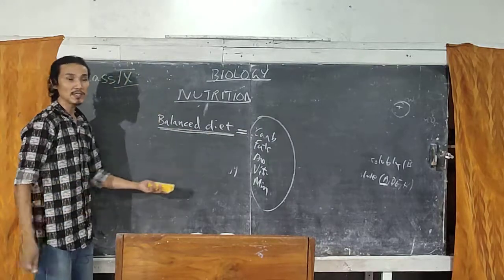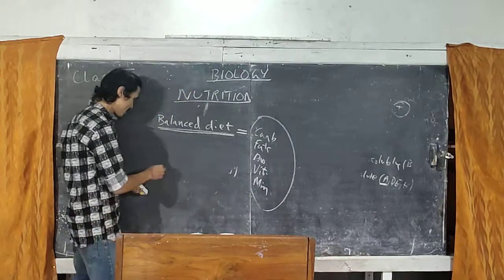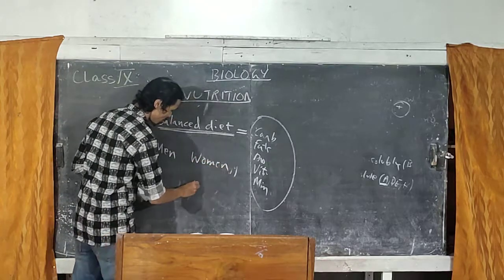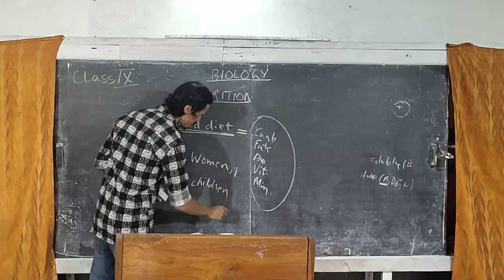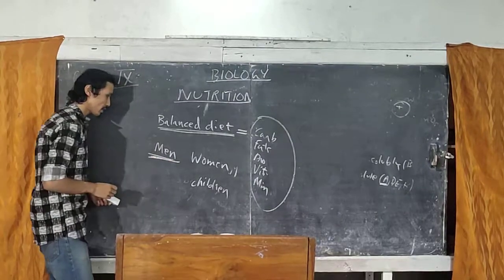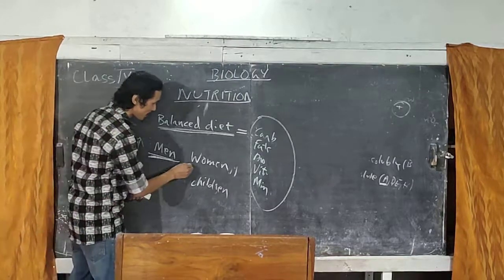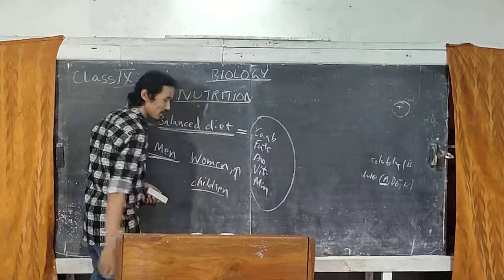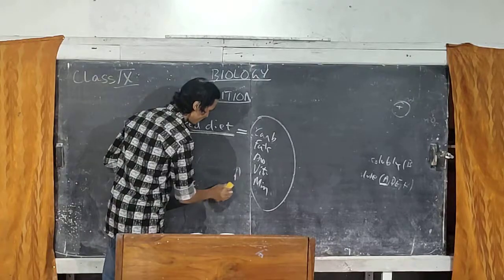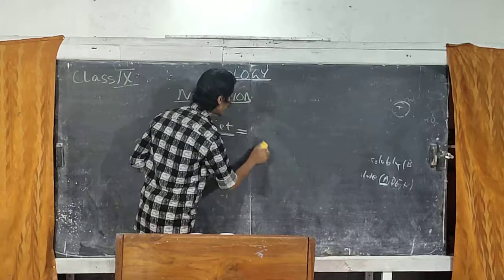Now, depending on the age and the sex of an individual, you will require different types of balanced diet. For example, if you compare the diets of men, women and children, obviously the requirements will be different. Men require a huge amount of energy because most men are used to doing physical work, but compared with women and children, they do less physical work, so they do not require huge amounts of energy. So each individual has a different dietary need.